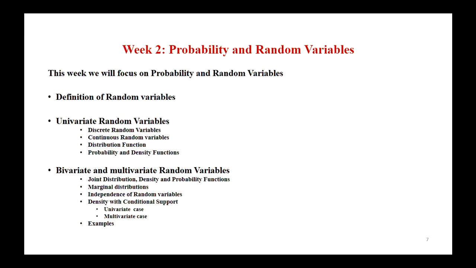After we've done the univariate case, we'll move on to the bivariate and then multivariate cases, in which case we'll look at the joint distribution, joint density, and probability functions. We'll also look at how to obtain a marginal distribution. We'll look at a notion of independence of random variables. And then we'll look at conditional distributions as well. And throughout I'm going to do some examples to make sure that everyone's following.